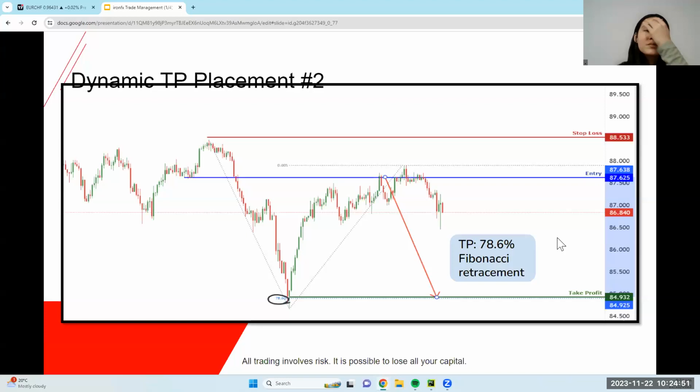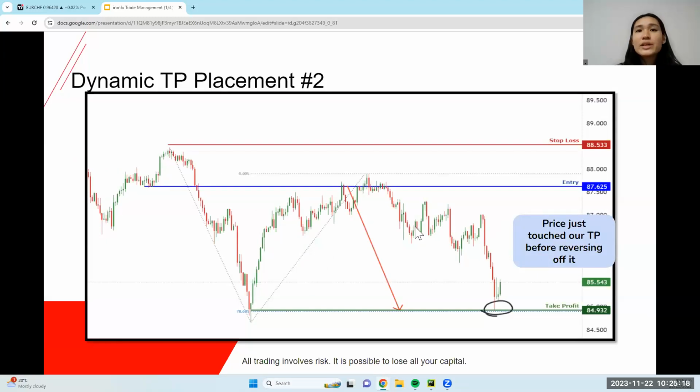So, dynamic take profit placement here. Our take profit is in line with a 78.6% Fibonacci projection. This label is wrong, it should say projection instead, because we have 3 points and we are using a flash shape over here, or like a lightning bolt shape. And our 78.6 is in line with our take profit. Then we can see that price worked out just exactly as we expected it to and touched our take profit before reversing off of it.